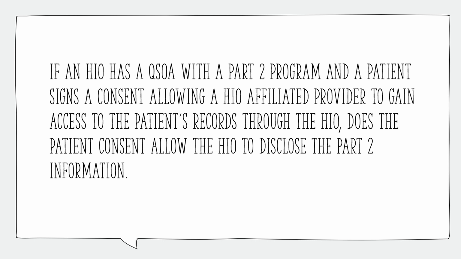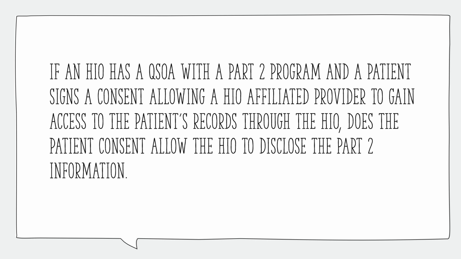But the QSOA does not allow a QSO like an HIO to redisclose Part 2 information to a third party except to a contract agent of the HIO if it needs to do so in order to provide those services that are described in the QSOA. But if a patient signs a consent form authorizing that HIO, which has received the disclosed information from the Part 2 program, to then redisclose that information to a HIO affiliated member, then the Part 2 information can be redisclosed by the HIO.